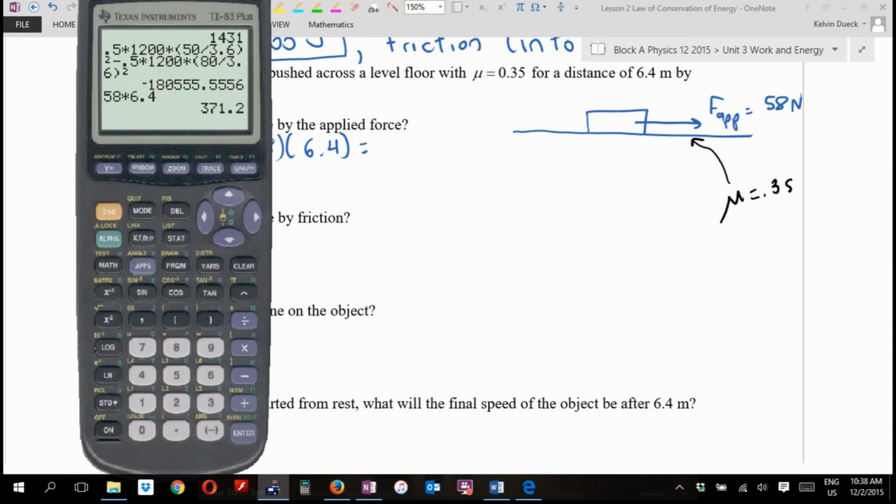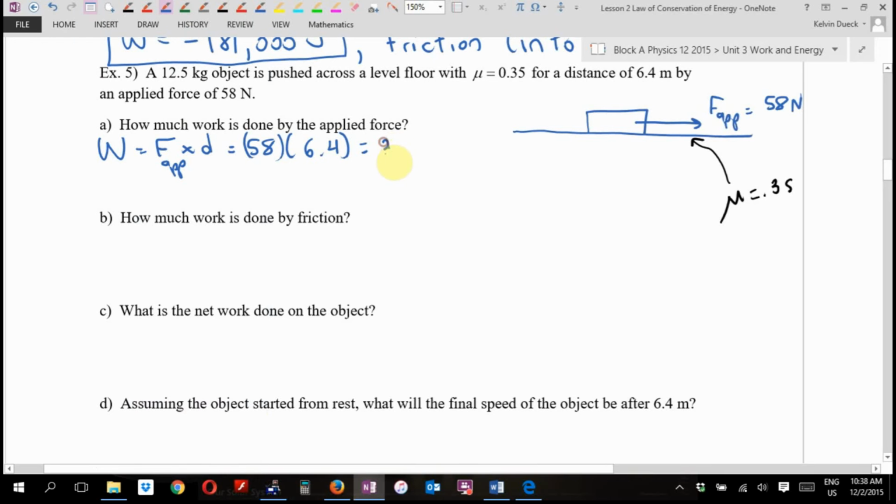And I get 371.2. I'll go to 3 sig figs for my answer, 371 joules, but I'll keep that complete answer because I think I might need that later. Really what that means, Colin, is this object gained 371.2 joules of energy. What form? I think kinetic. As you're pushing this object, since it's accelerating, what can you tell me is happening to its speed? I think if you're pushing it, it's speeding up. I think it gained kinetic energy. Okay?